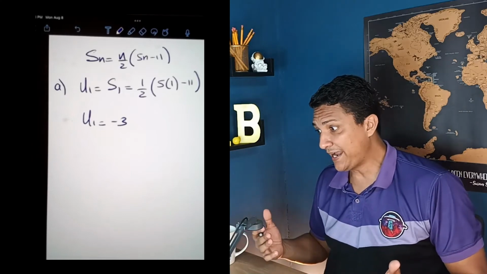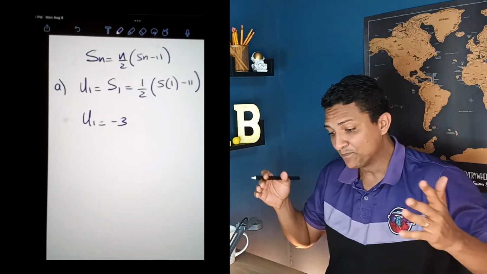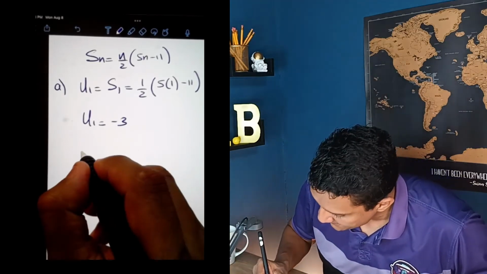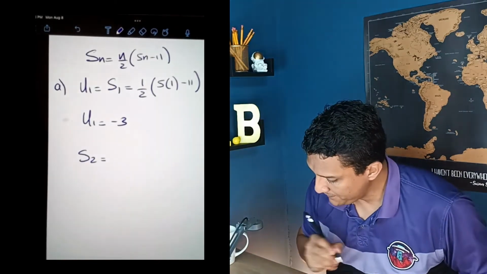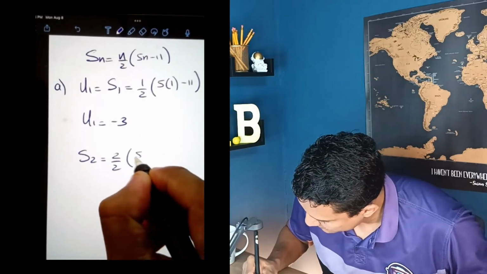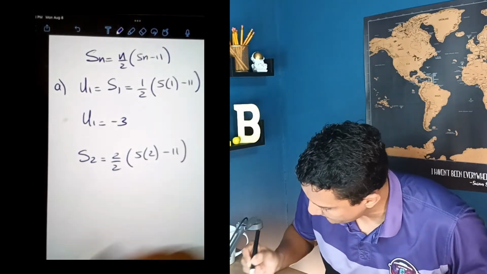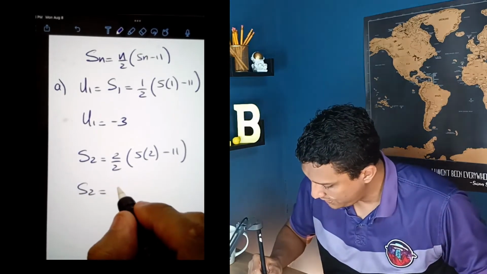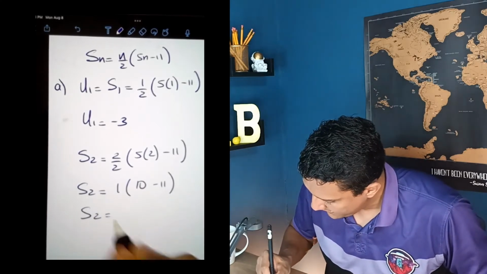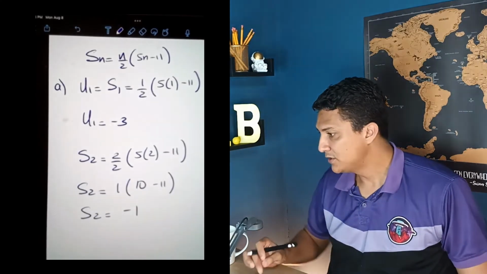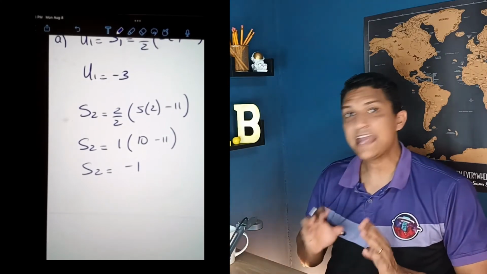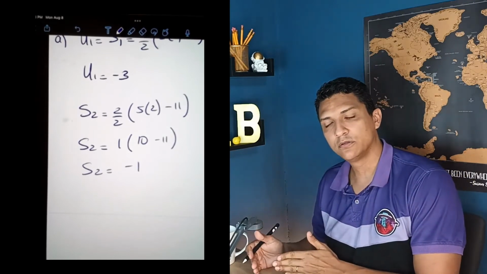The only information that I have is the formula of the series. So I need to use it. And what I'm going to find is S2. So by substituting n here by 2, instead of writing n, we're going to write 2. So this is 1. This is 10 minus 11. And this is negative 1. So S2 is negative 1, but be careful, S2 is not equal to U2, okay?